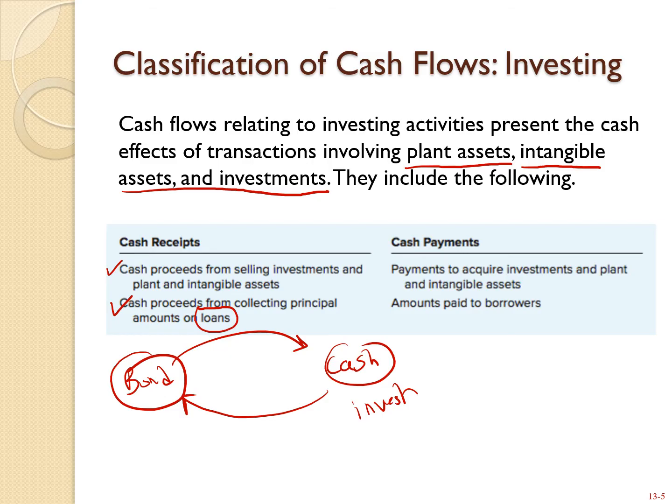So this is called an investment, and this is why the proceeds from collecting the principal only, the principal amount of the loans, is considered an investing activity. However, the interest payment, the continuous interest payments, like the semi-annual interest payments we've seen in chapter 10, are considered operating activities. Cash payments under investing activities include payments to acquire investments and plant and tangible assets, and amounts paid to borrowers.